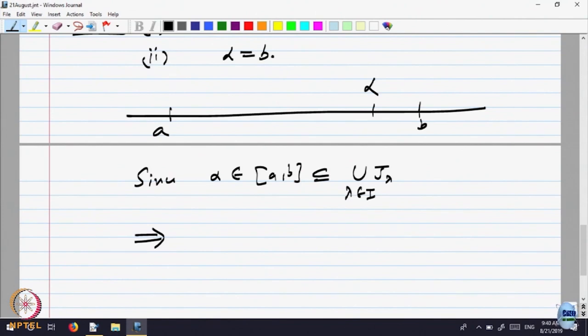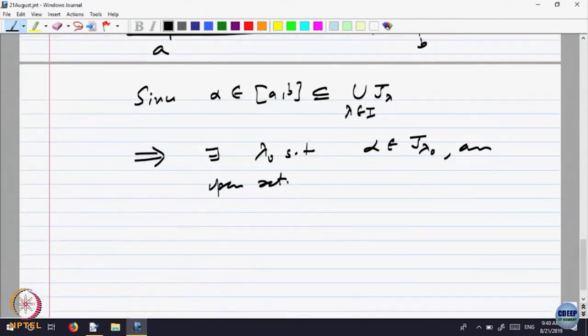Now, alpha belongs to the closed interval [a, b] and that is covered by J lambda. So, alpha must belong to one of them. This implies there exists some lambda 0 such that alpha belongs to J lambda 0, and J lambda 0 is an open set.